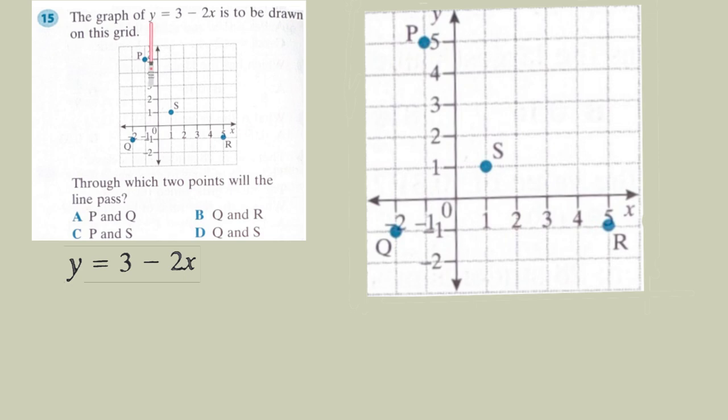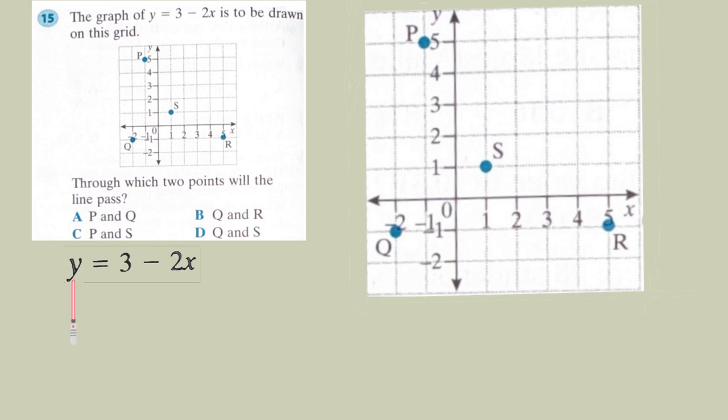The graph of y is equal to 3 minus 2x is going to be drawn on this grid. This grid here I've magnified so we can look at it more clearly. And through which 2 points will the line pass? PQ, that means there, will the line pass through those 2 points? Will it pass from P to S? Will it pass from Q to R? Or will it pass from Q to S?